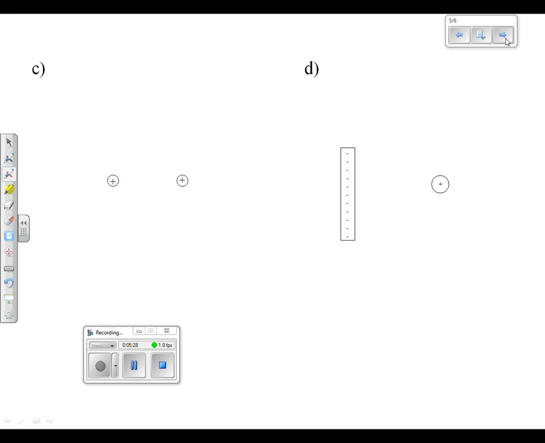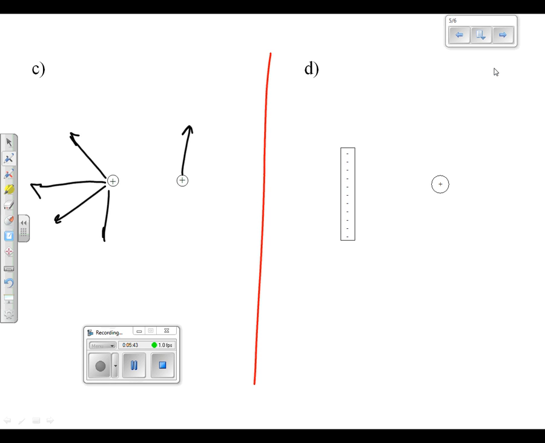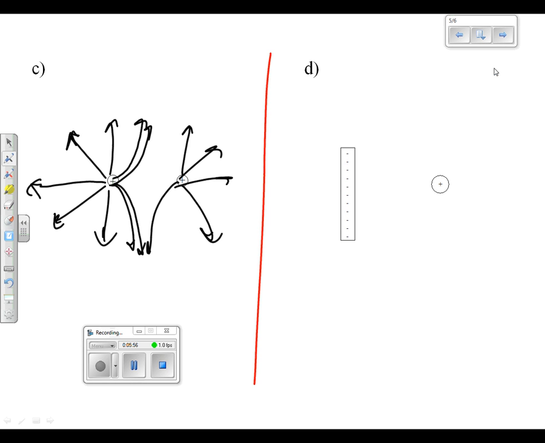Okay. What about two positives, like so? Again, these are separate questions. You got a positive and a positive. It's always away, right? Away from positive. Away, away. What happens inside there? It's like this. Okay? So there's actually a region in here where the field is quite weak because there's no lines.